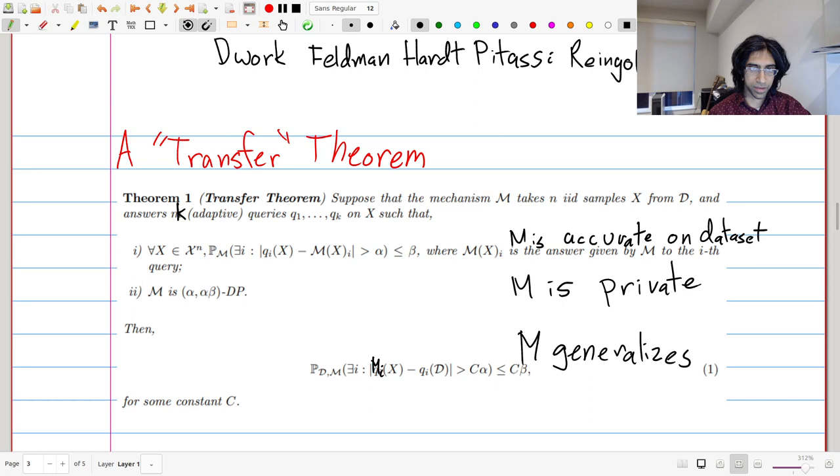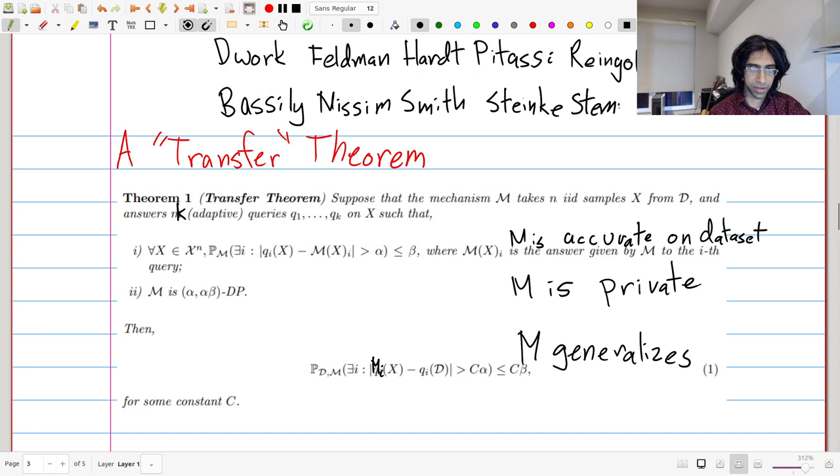This transfer theorem, as stated here, was slightly after that, by Bassily, Nissim, Smith, Steinke, Stemmer, and Ullman. I think this one was maybe 2016, 17, something like that. It shows a stronger transfer theorem than was given in the first work, which results in better sample complexity bounds.